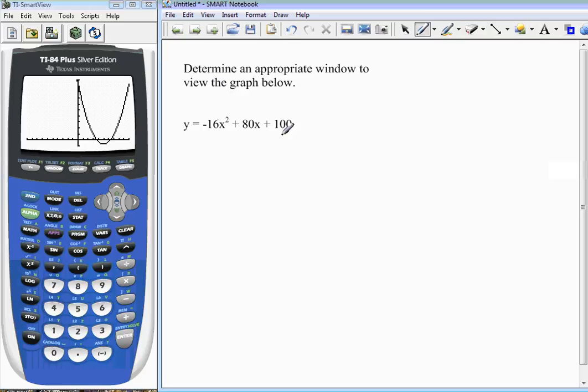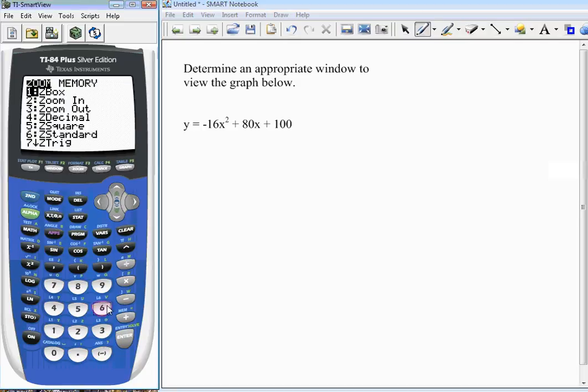Now let's look at one of those applications dealing with the height of an object that's propelled upward. If we wanted to determine an appropriate window to view this graph, let's look at it in the standard window first. I'm going to go back to Zoom 6 and change this function for just a minute here. So we have -16x squared plus 80x plus 100. And if we graph, we do see our x-intercepts, and we're missing our y-intercept and our vertex.